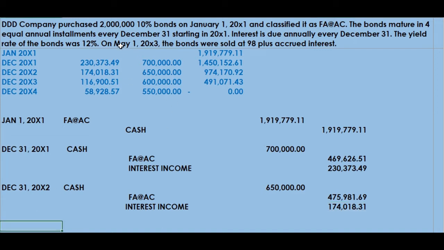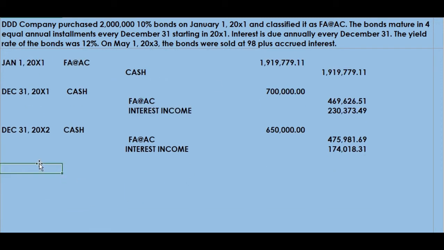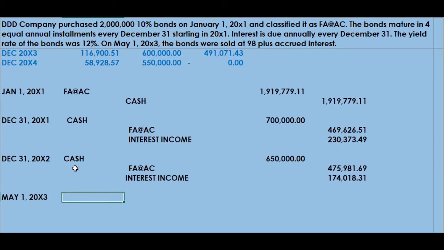Next tayo. Nangyari, May 1, 20x3 nagkaroon ng purchase of bonds. So, ang gagawin natin ngayon, gagawin natin yung entry ng May 1, 20x3. Pero again, bago tayo gumawa ng other computation, we need to make sure na alam natin kung magkano na yung balance ng ating bonds as of May 1, 20x3.